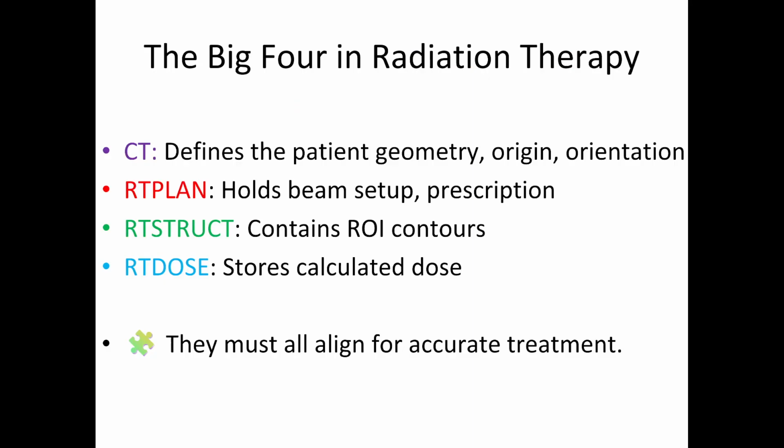Let's start with the big four. CT defines the patient geometry. RTStruct holds your ROI contours. RTPLAN contains the beam setup and prescription. RTDOSE stores the calculated dose distribution. All four need to be in sync for treatment to work correctly.